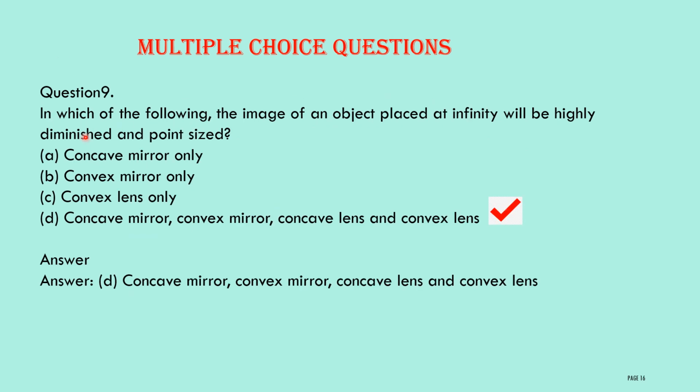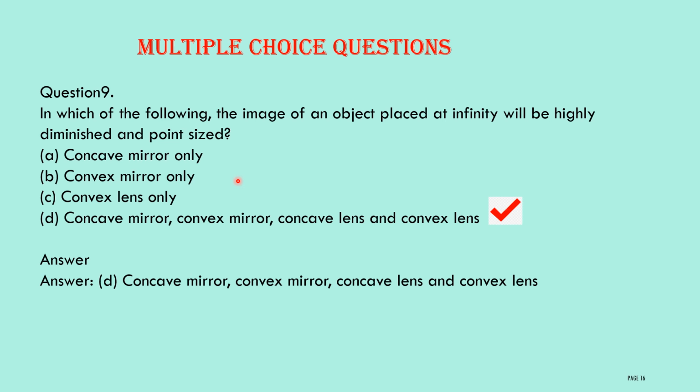Question number 9. In which of the following will the image of an object placed at infinity be highly diminished and point sized? Option A, concave mirror only. Option B, convex mirror only. Option C, convex lens only. Option D, concave mirror, convex mirror, concave lens and convex lens.